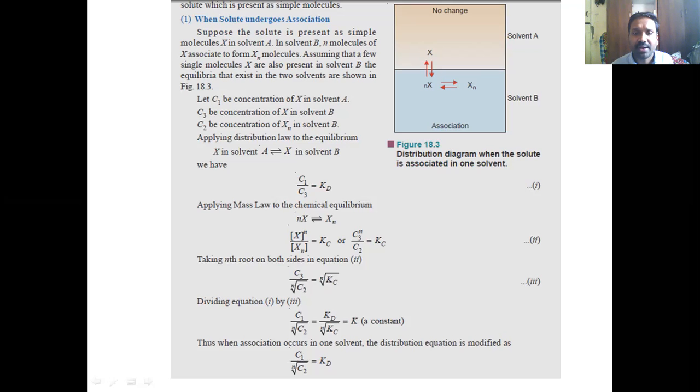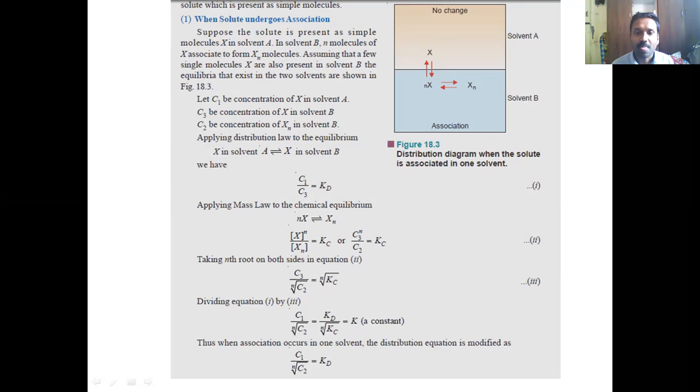what is the point here? What is the concentration of X? It is nothing but C3. What is the concentration of Xn? It is nothing but C2, because that is how we have defined C2. C2 is the concentration of the associated species. Take that. So your equilibrium constant can now be expressed in terms of concentrations: C3 to the power of n divided by C2. So what do you have to do now? You just have to take the nth root on both sides of the equation. You get C3 divided by nth root of C2 is equal to nth root of Kc.